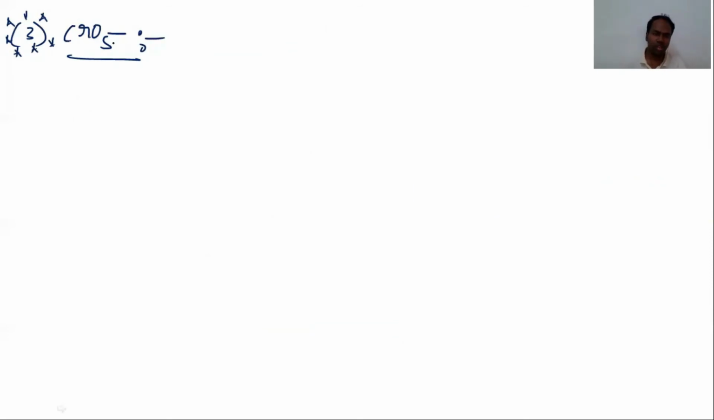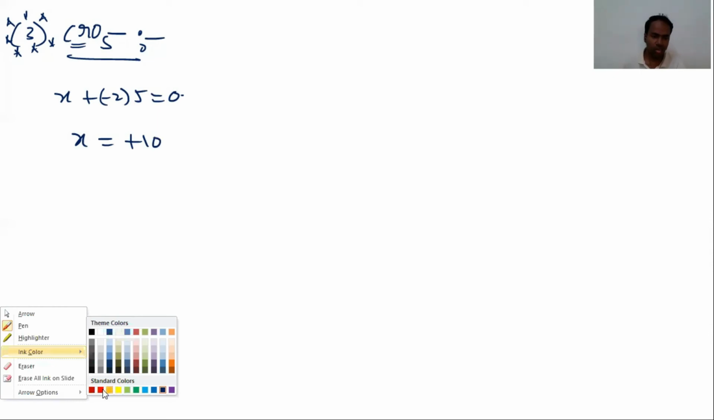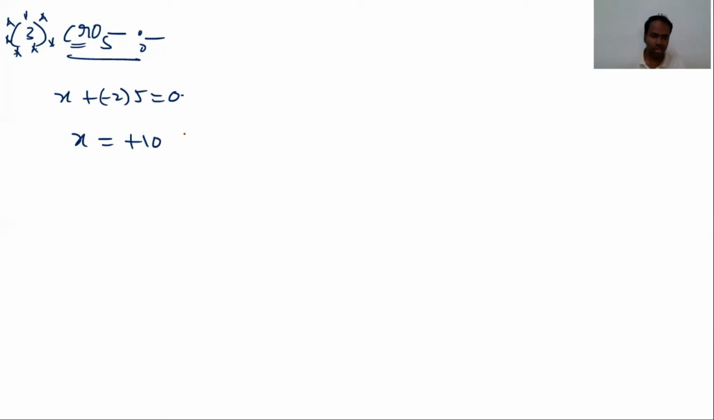So first we'll follow the first method. If I don't know the structure, first method. So chromium is X. Each oxygen is -2 into 5 is equal to 0. Then X is equal to +10. So that is not possible for chromium. Chromium, what is the group number? Group 6B. 6B means maximum state possible for chromium is +6.